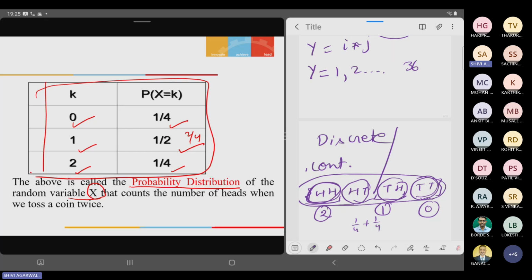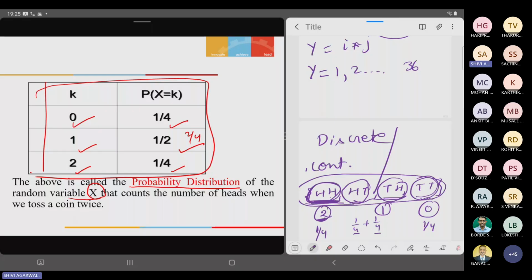Okay, this is the value 2 of the random variable. But how can we find the probability of HH? It appears one time out of 4 cases. HT and TH are 2 times, so 1 by 4, 1 by 4. And this is 1 by 4. It's not 2 by 4.